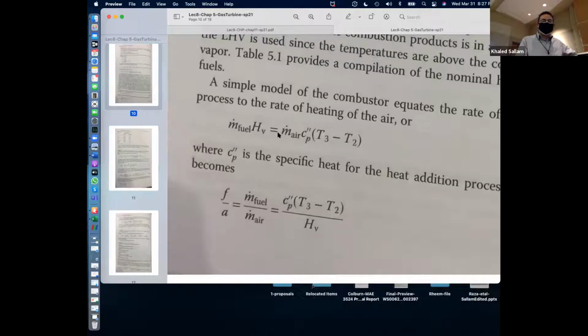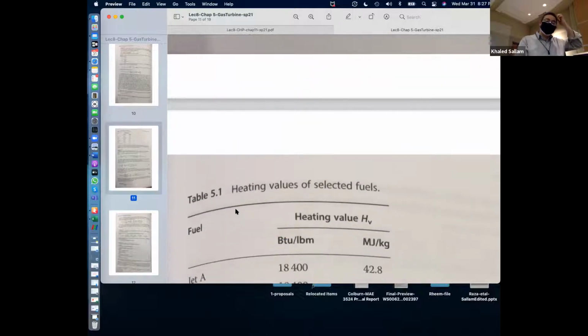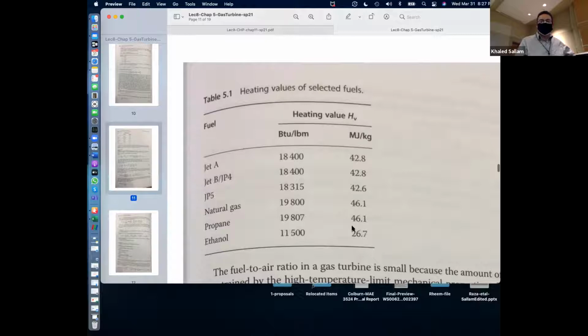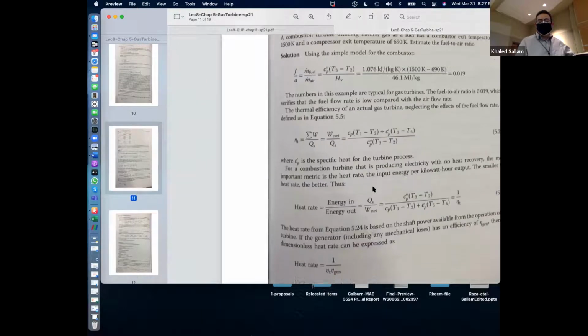And in the same equation, if you bring m dot air over here, you get m dot fuel over m dot air, the fuel to air ratio. And that number is small, like 3% only, or 4%. So you don't really burn that much fuel compared to the air. The majority is air. You look at the heating value, it's in the 40 megajoule per kilogram.